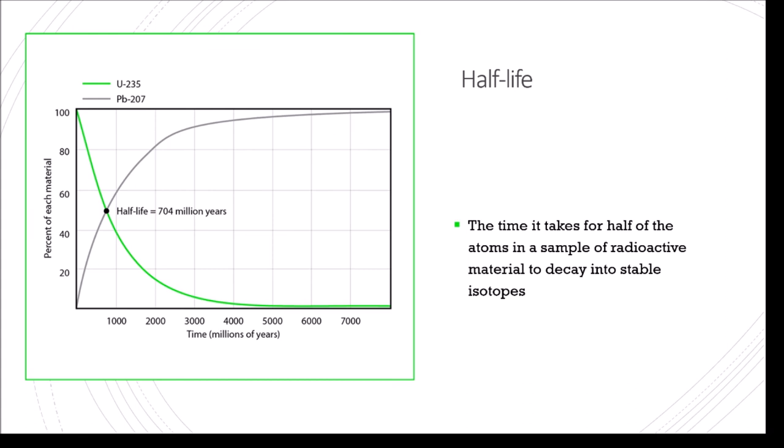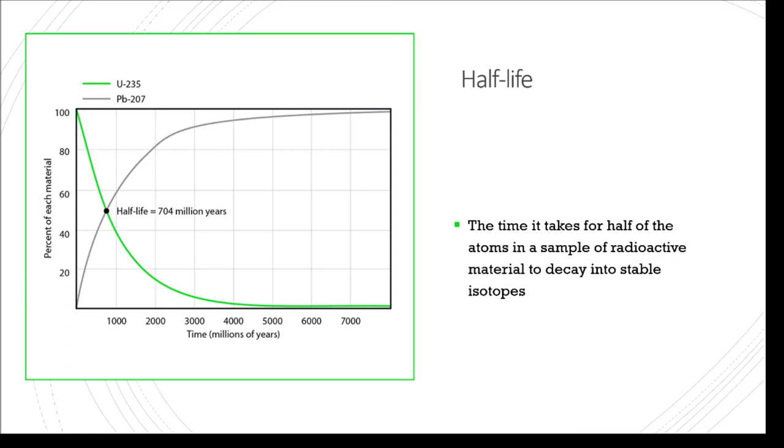Half-life. That's just a description of the amount of time it takes for half of the atoms in a sample of radioactive material to decay into a stable isotope. So going from radioactive to non-radioactive. In the example here, we have uranium-235. That's its mass number. And when it decays, it forms lead-207.